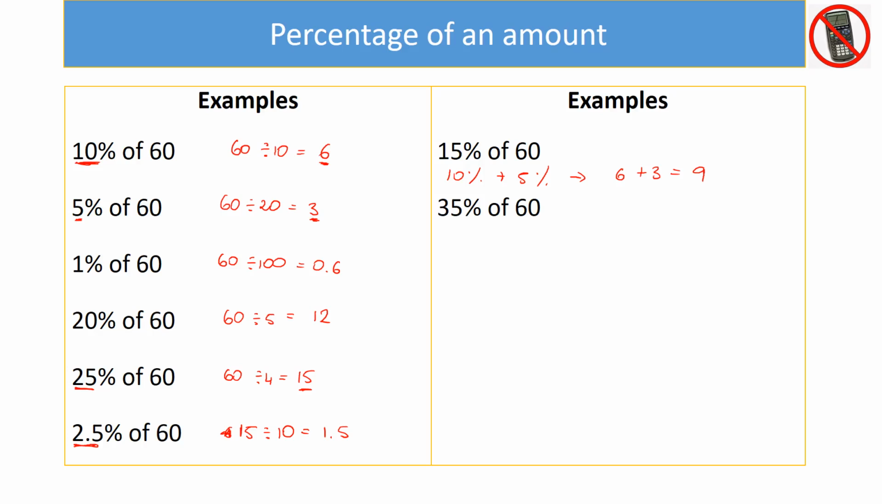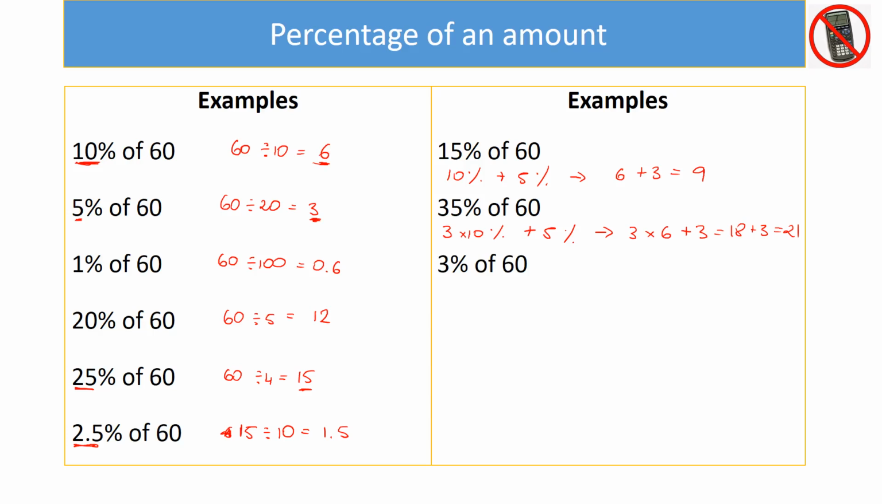I could also simply multiply 10% by 3. So I could do 3 times 10%, and then add 5%. So that's 3 times 10%, we can see that is 6. So that's 3 times 6, and then add 5%, which is 3. And that's 18 plus 3, that's 21.